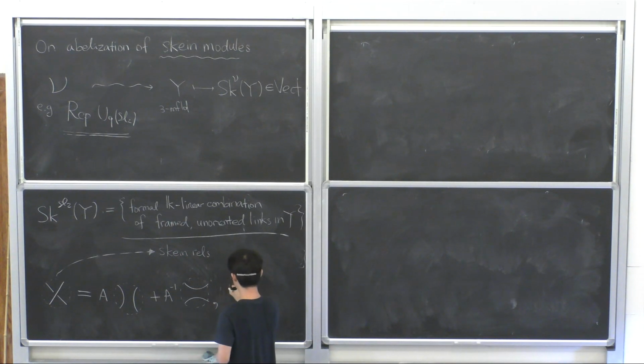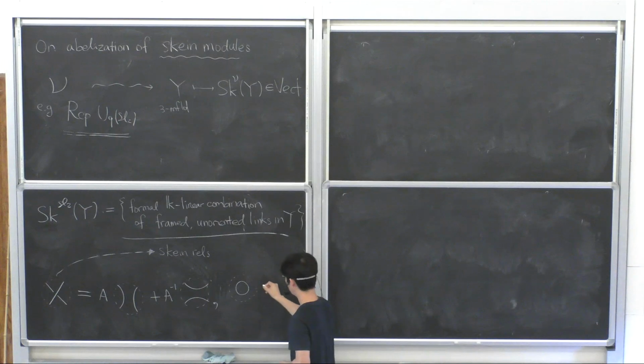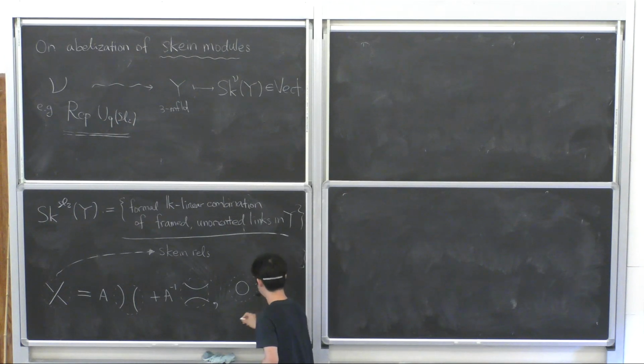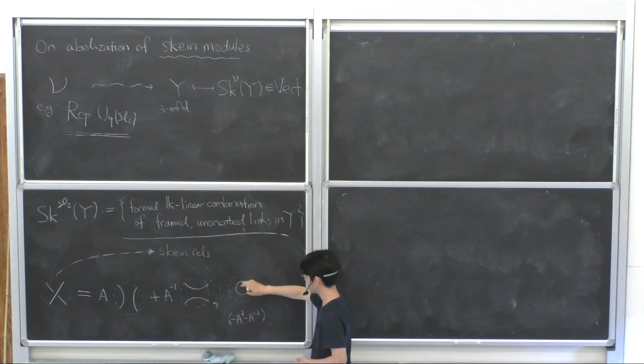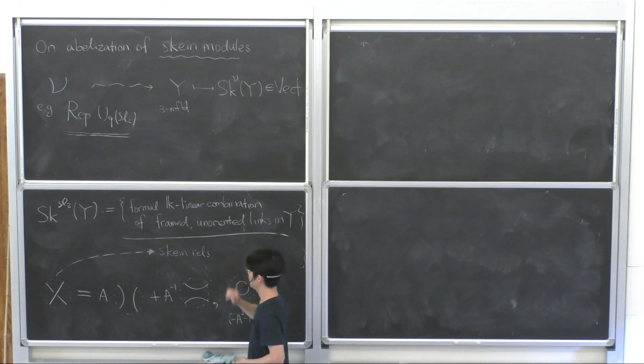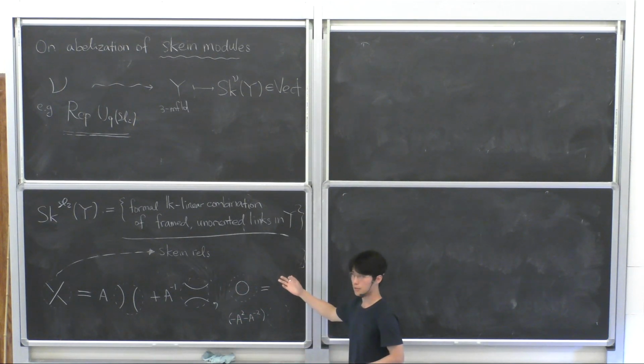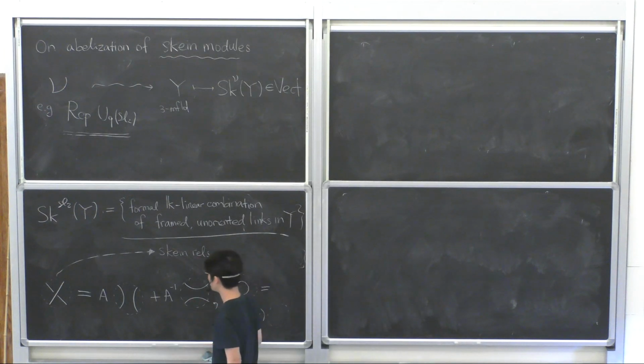We also have another relation that allows us to remove any unknot component by a factor of minus A squared minus A to the minus 2. So we just get rid of this unknot factor and then we multiply everything by this factor. So it's some vector space formally defined in this way.